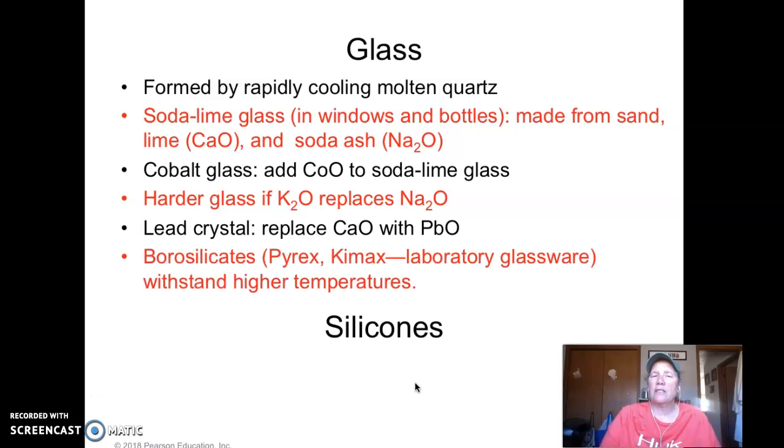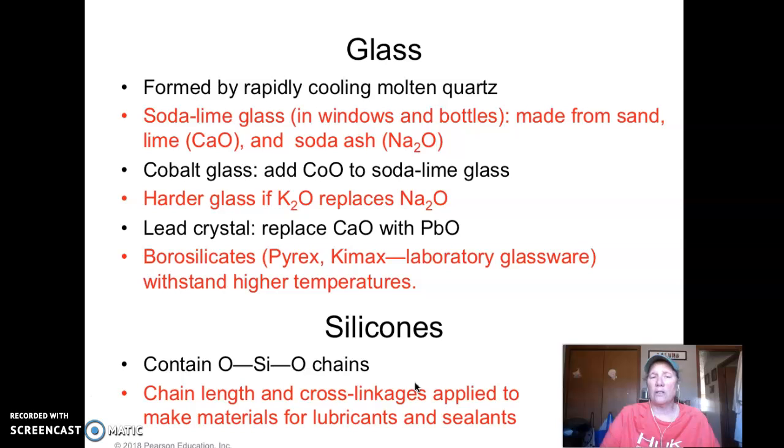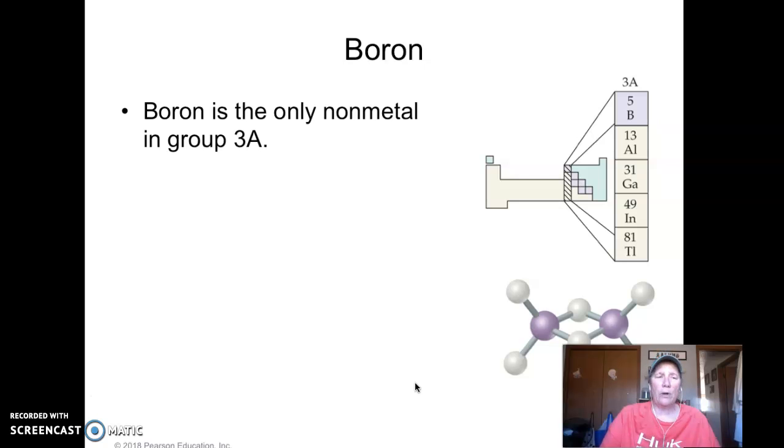Okay, there's borosilicates, Pyrex, a lot of our laboratory glassware. You want to make sure it's Pyrex so that when you heat it, it doesn't break. Not a good idea to have things flying all over the lab. They can withstand much higher temperatures, and again, it's the way they're made. Okay, we have silicones, the chains of oxygen, silicon, oxygen. They put them in chains, and they're really good lubricants, really good sealants, because again, they slide across each other so easily.